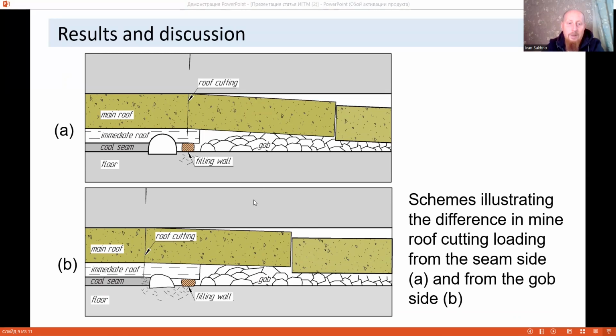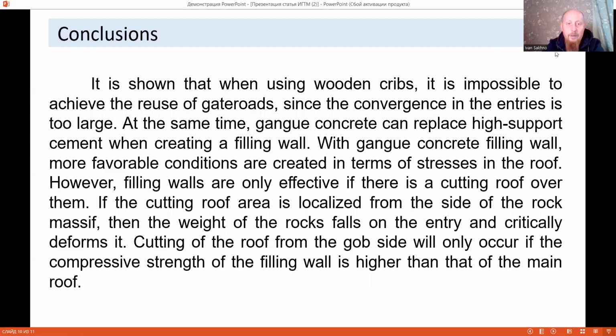Finally, the last part is the conclusion. It is shown that when using wooden cribs, it is impossible to achieve reuse of the gate road since the convergence in the entries is too large. At the same time, gangue concrete can replace hard super cement when creating a filling wall. With a gangue concrete filling wall, more favorable conditions are created in terms of stress in the roof. However, filling walls are only effective if there is cutting of the roof over them.